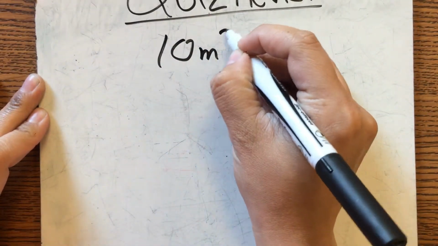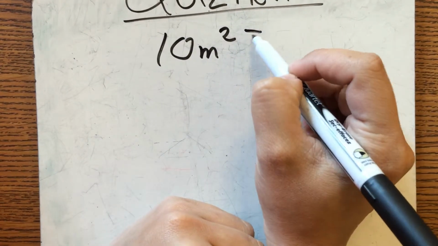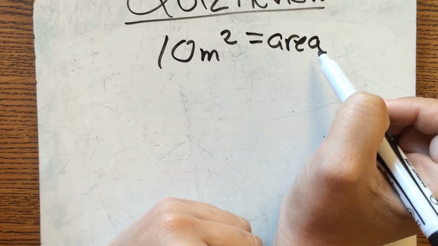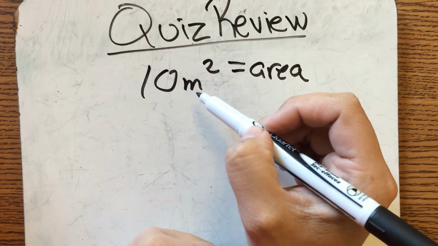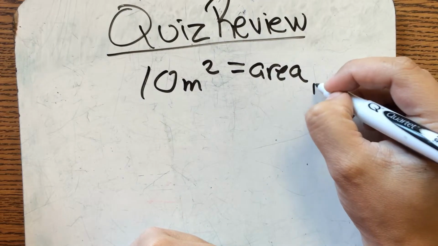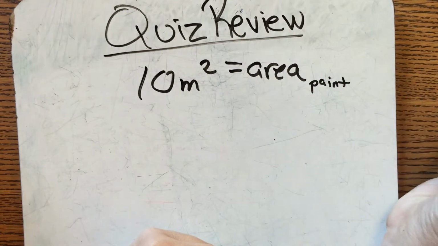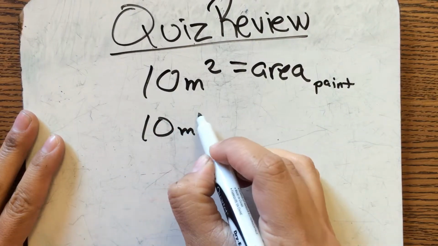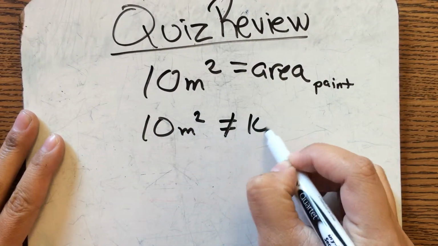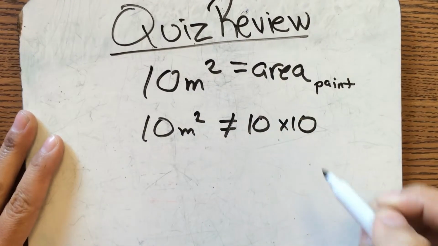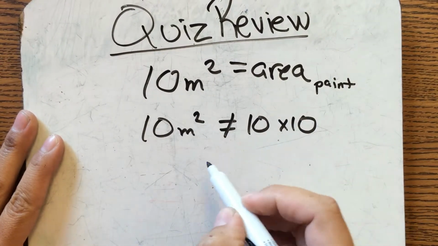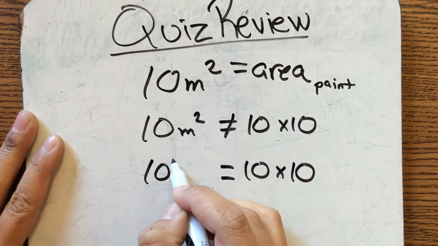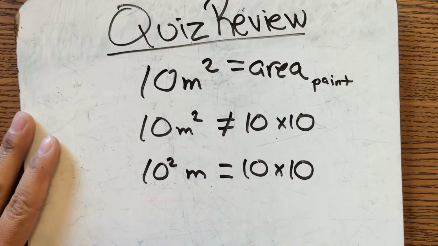10 square meters is already an area measurement. It requires no further calculation. This is already the area of something. It's the area that the paint covers. Okay? This number does not mean 10 times 10. If I wanted to show 10 times 10, I would have shown 10 squared meters.